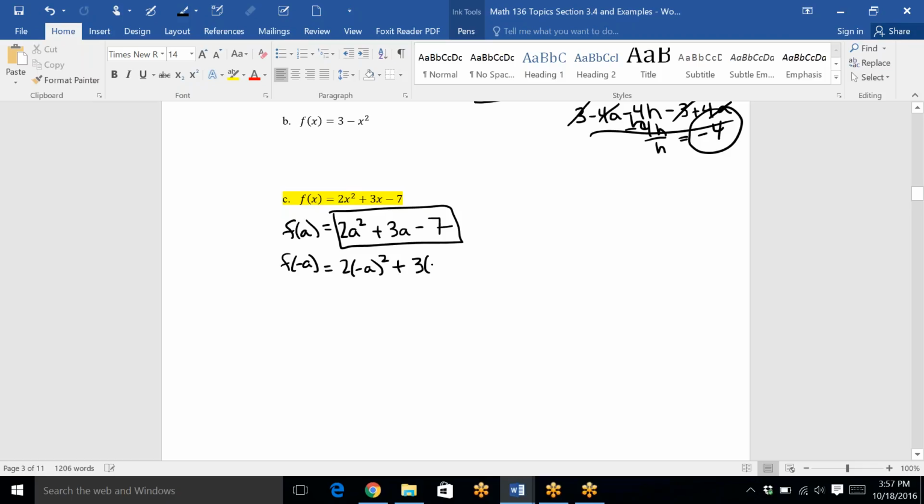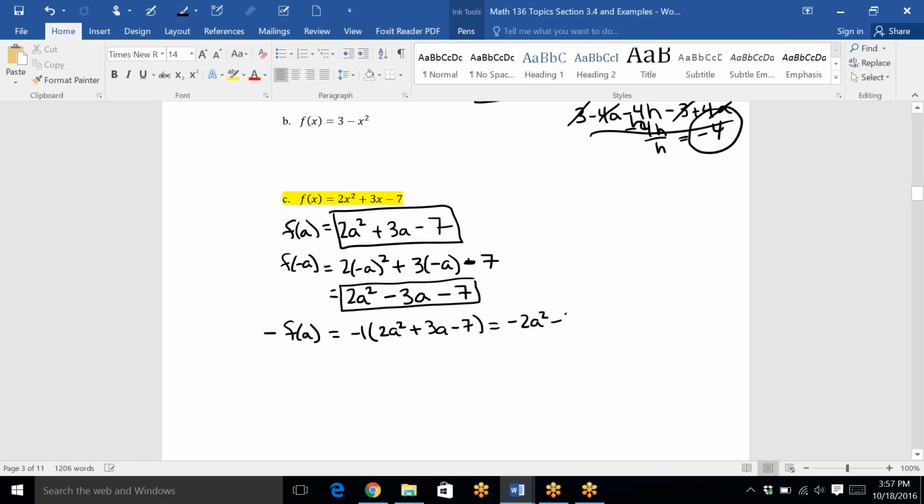So notice it's going in wherever the x used to be. That's supposed to be a minus 7. A squared, negative a times negative a is still positive a, so that would be 2a squared. Negative times positive here, though, would make that a negative 3a and then minus 7, so it did change the sign in the middle. Then we would want to do negative f of a, which is negative 1 times your original function with an a plugged in. So that makes that negative 2a squared minus 3a plus 7.